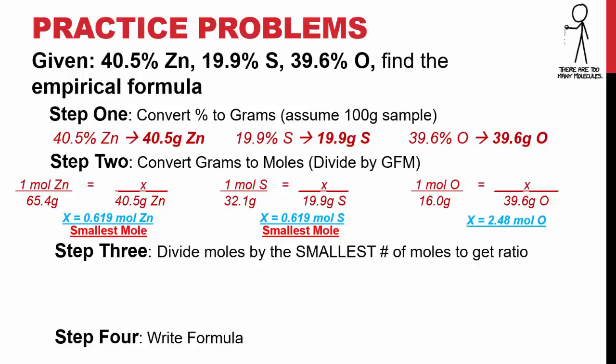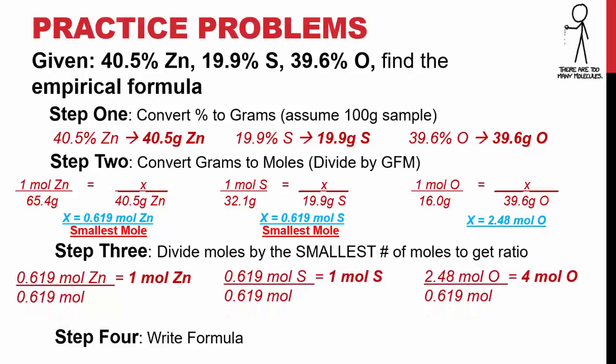Then in step 3, divide each and every one of the answers that you got in step 2 by the smallest number. So you'll end up with 1 mole of zinc, 1 mole of sulfur, and 4 moles of oxygen. Now we use those as the subscripts to write our formula. So we end up with ZnSO4. We can then check our answer by remembering our rules for ionic compounds. Now this is ternary, so zinc has a +2 charge, SO4 has a -2 charge, so this is the formula that we should find.